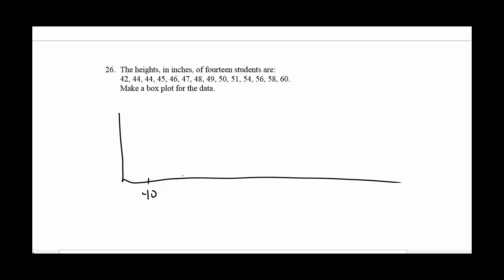All right, number 26, we're asked to do kind of a similar thing to what the last question was. We're actually given the numbers in order, which helps as far as identifying information. But we're asked to draw a box plot. So for a box plot, I'm going to label, I know it goes 40 to 60, so I'll do 40 here and 45. So I'm just counting by fives.